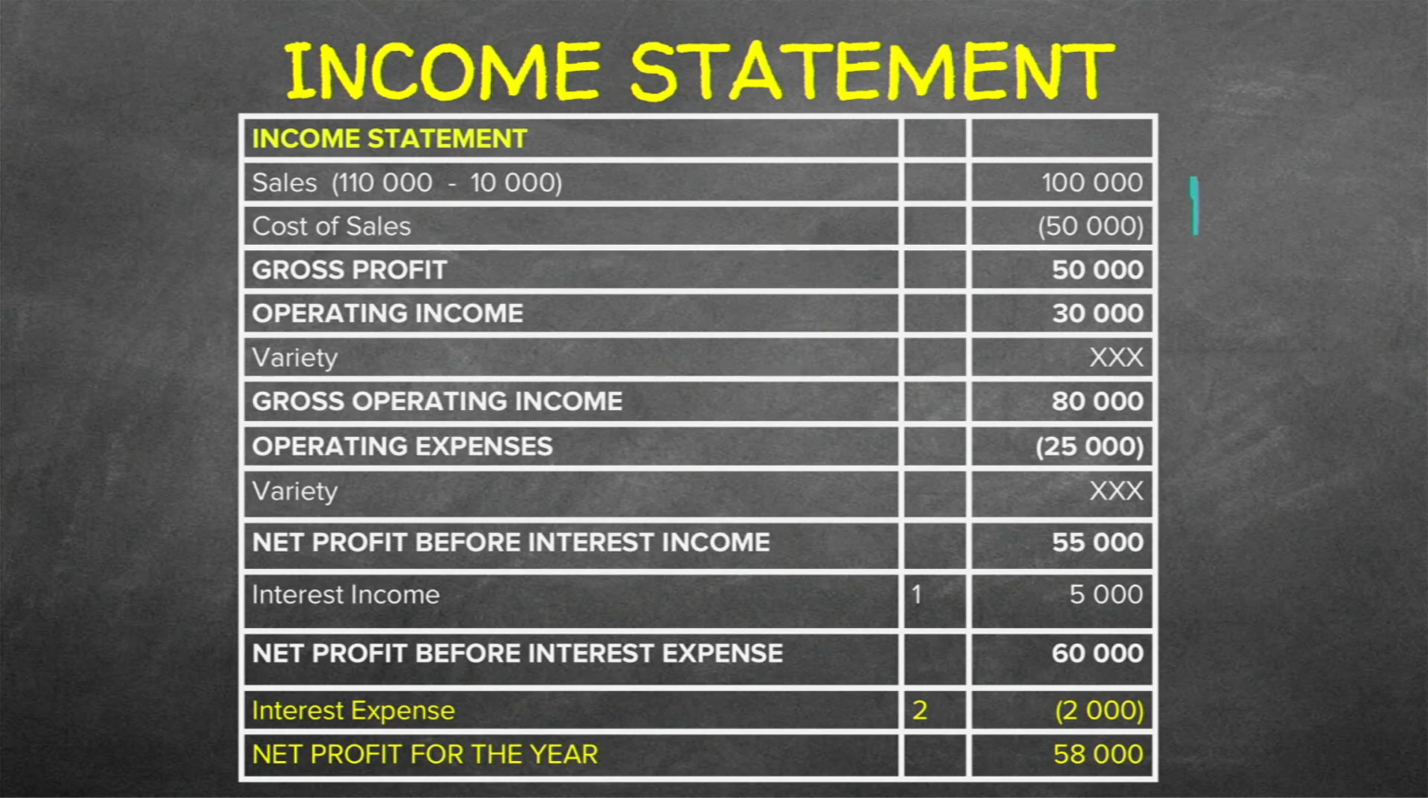Again, everything in white is what I have done previously. And now I'm going to add my interest expense. So the example here is I haven't done bracket work because I have calculated the interest in note number 2. It amounts to 2,000 Rand. Remember, it's an expense, so we have to subtract the expense. And so I'm going to say 60,000 minus 2,000 gives me 58,000, which is my net profit for the year.